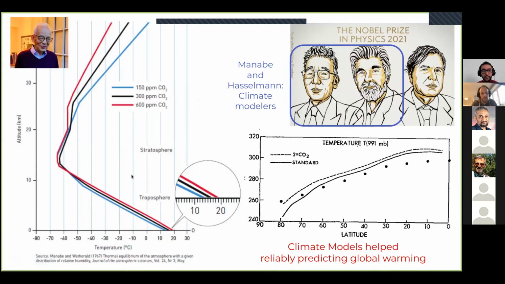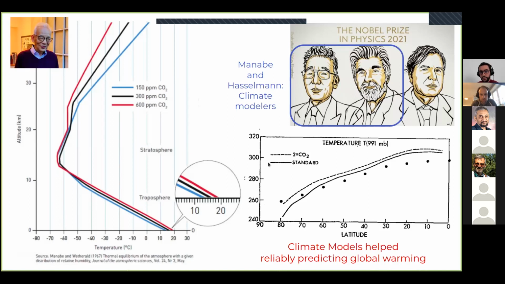What Manabe and his co-authors and colleagues show is that when you multiply by 2 and multiply by 4 the quantity of CO2 in the atmosphere, you see that the temperature at the surface increases. So this was a very, very simplistic model, a 1D model, not as complex as the models we are currently using.